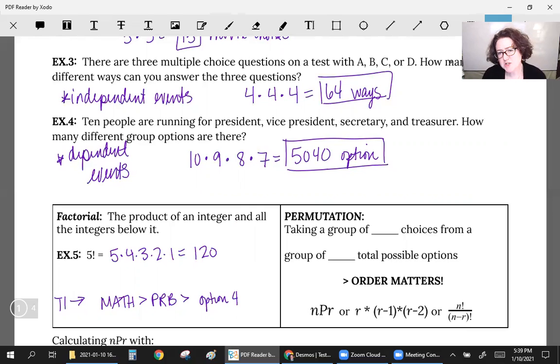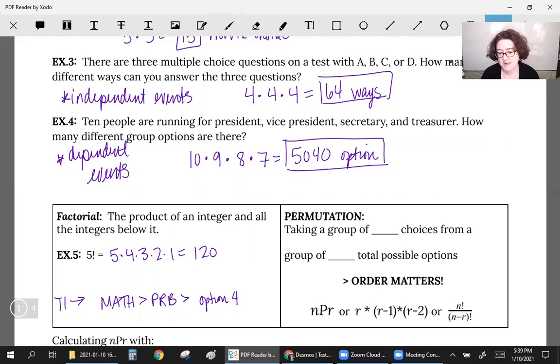Okay, and so we actually have a slightly more official way of calculating this if we're not going to have to go all the way down to 1. And so this is what we do when we have a permutation. So a permutation is we have a group of a possible number of choices, and we only want to choose so many of them. So kind of like the election problem example 4, we had 10 people to choose from, but we had 4 possible choices that we had to make for the 4 offices.